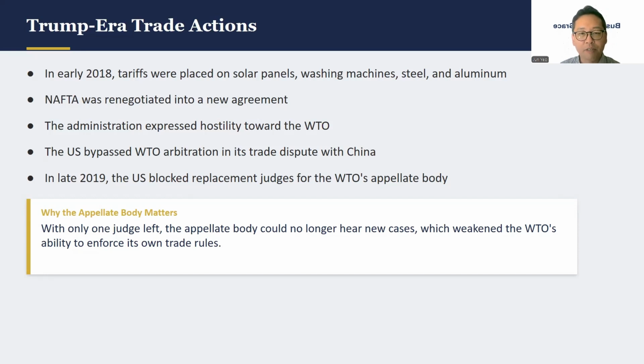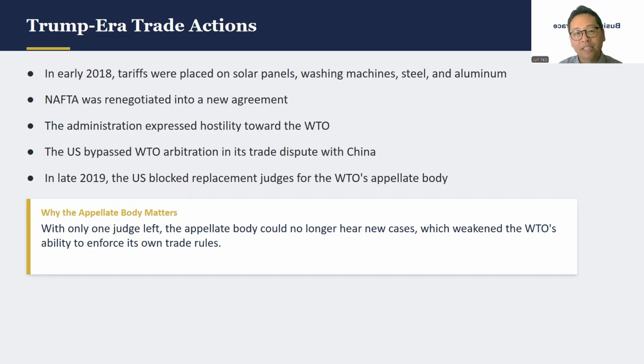Perhaps the most damaging action came in late 2019. The administration blocked the appointment of replacement judges for the WTO's appellate body. This body hears appeals in trade disputes between countries. With only one judge left, the appellate body could no longer hear any new cases. This seriously weakened the WTO's ability to enforce its own rules across the entire membership.